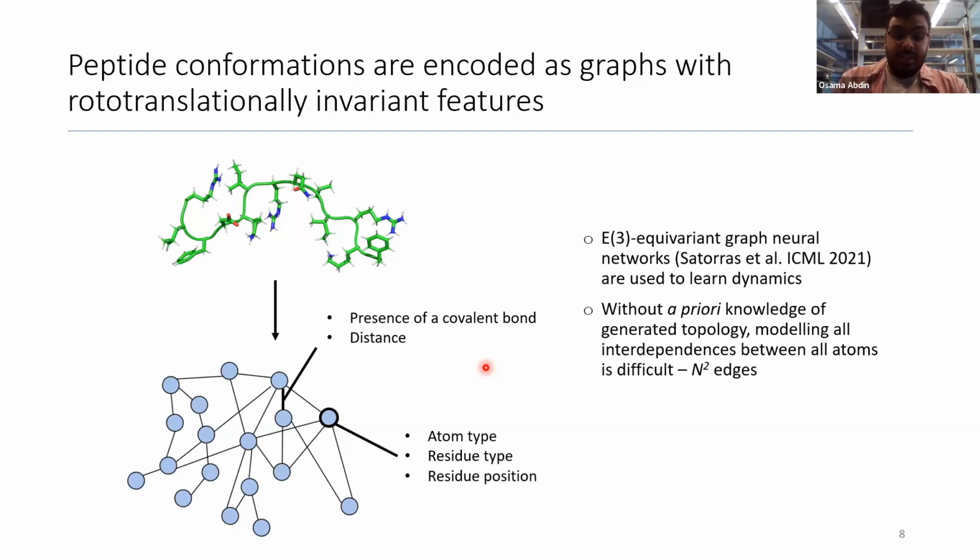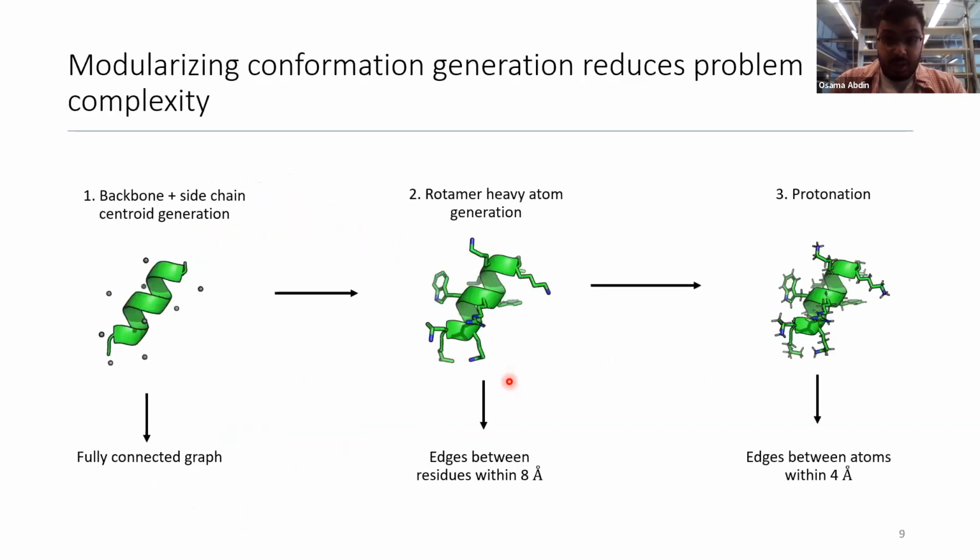So the main difficulty in developing PepFlow came from the fact that we want to efficiently be able to sample all-atom peptide conformations without any a priori knowledge of the generated topology, while still modeling the interdependencies between atoms that might be far away from each other in the primary amino acid sequence. So to accomplish this, we introduced a number of provisions into the PepFlow model.